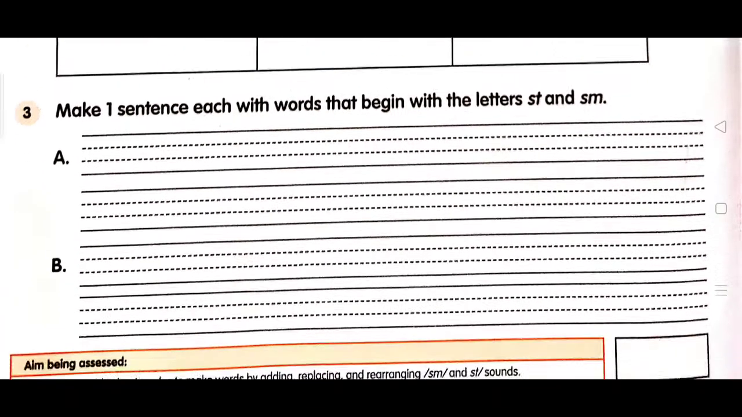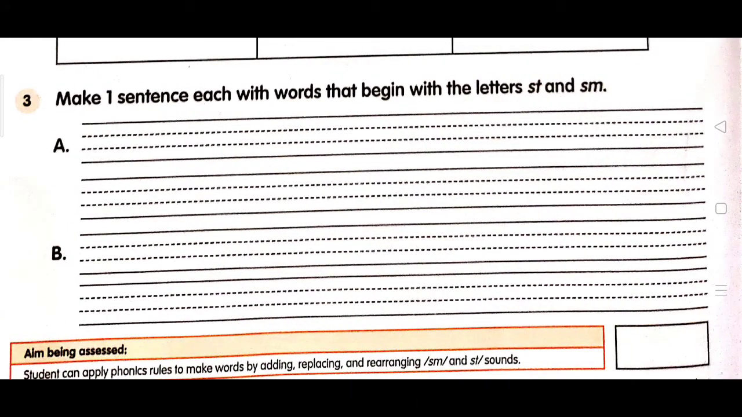Okay. Now on question number 3. Make one sentence each with words that begin with the letters ST and SM. Here you will make sentences by using these blend words. ST and SM means the words should be made by using this blend. For example, if the word is star, then I can make one sentence by using this word star. There are many stars in the sky. This is how you will make 4 sentences by using ST and SM words.